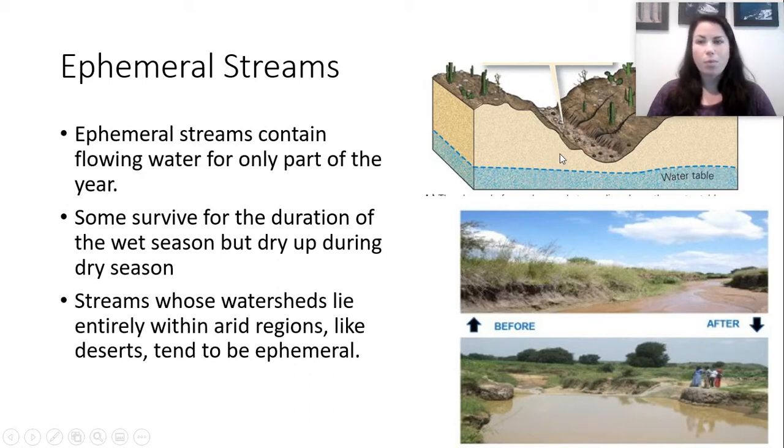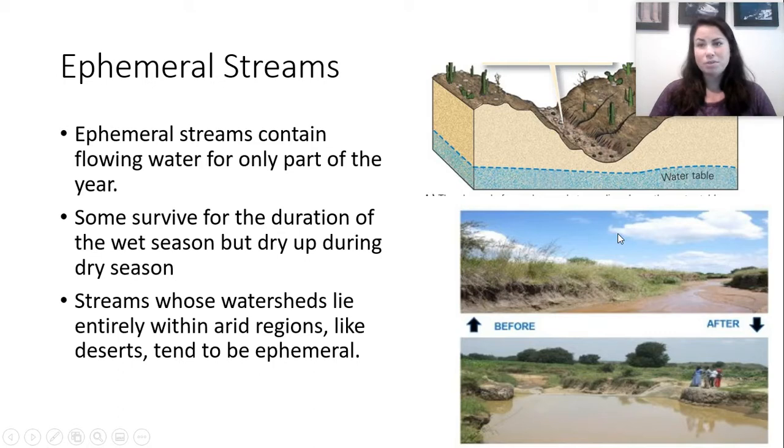And so some survive during the duration of a wet season and dry up during a dry season. So a wet season would be where we have a lot of snow melt or something like that, or there is a lot of rain. And then in the summer months when it's quite dry, there's no water in the stream. And streams whose watershed lie entirely within arid regions like deserts tend to be ephemeral.